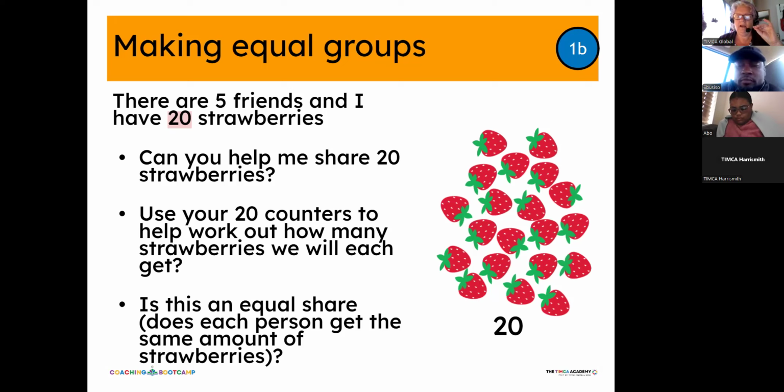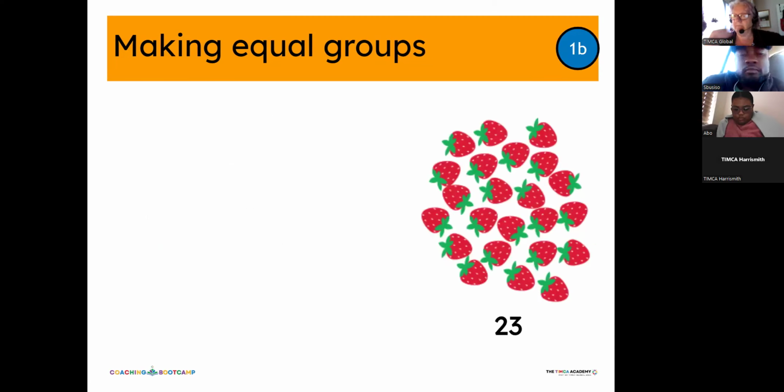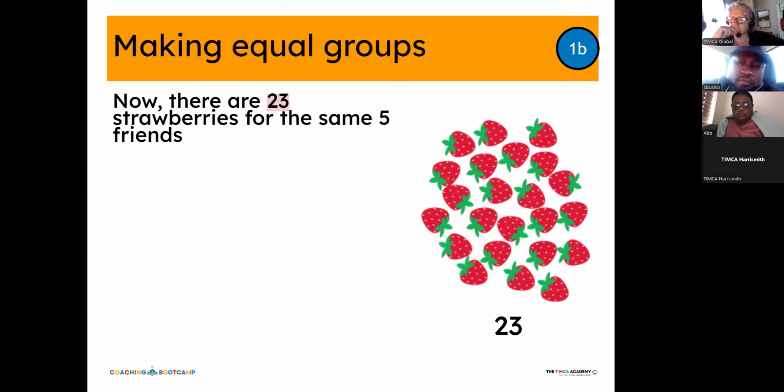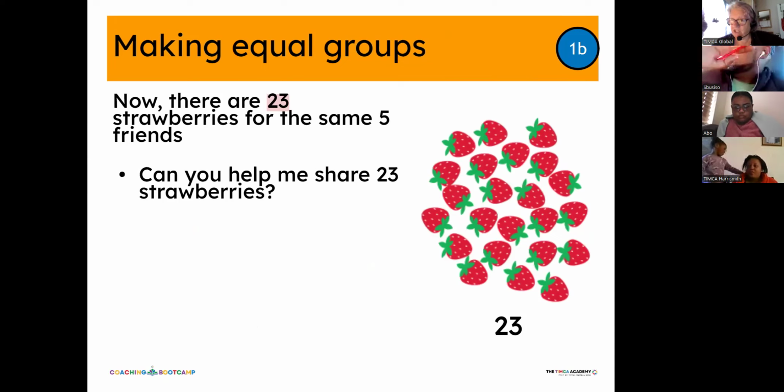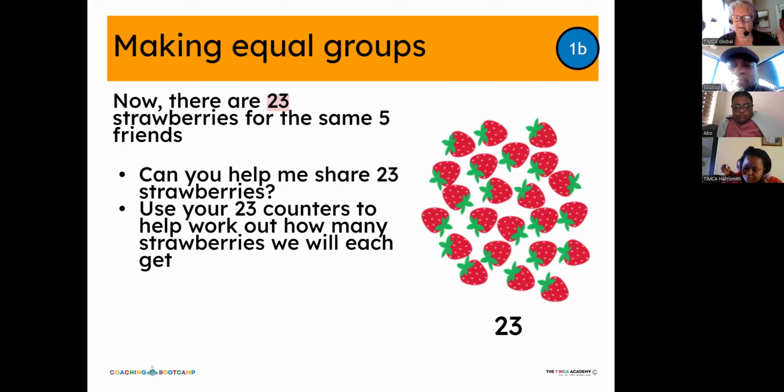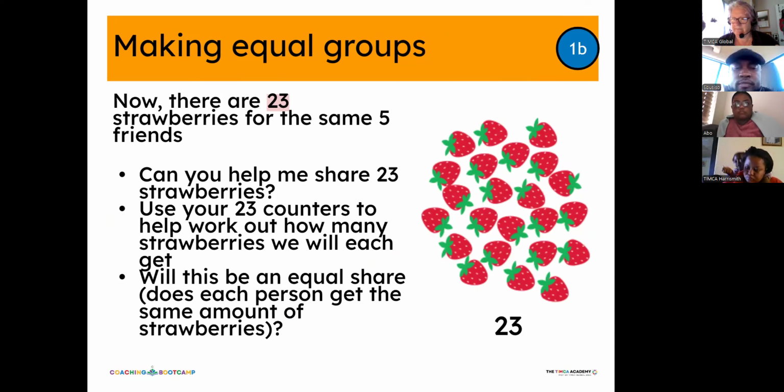Okay, now this is going to extend. So hopefully now the children know that we've got 4 strawberries each, and we used 20. So in the next question, I say, okay, now I've got 23 strawberries, and I want to share them with 5 people. Can you help me share them? So they might need to go through the process again of sharing and making equal groups. And then hopefully they're going to go, this is not going to be an equal share. So what are we going to do? Everybody's got 4, but there are going to be these 3 left over. So what do we do with them? It's not equal otherwise.